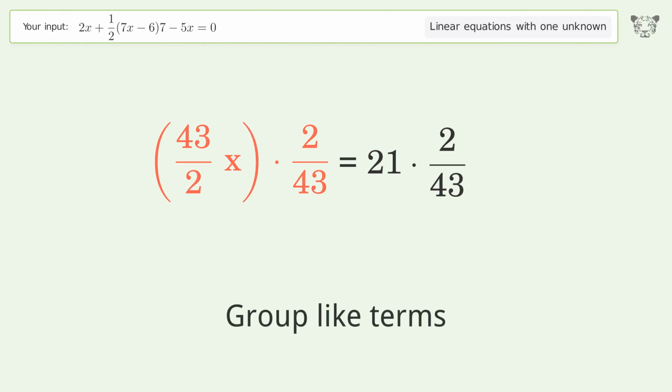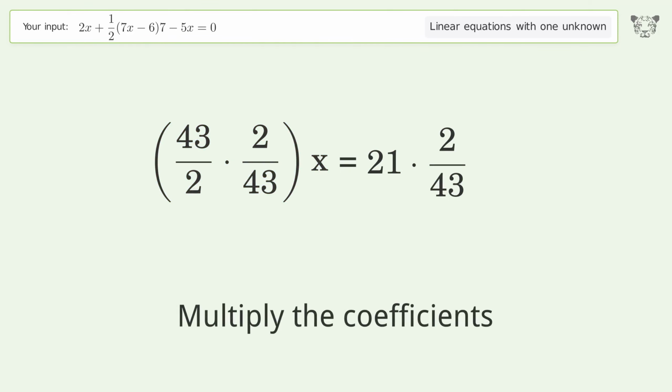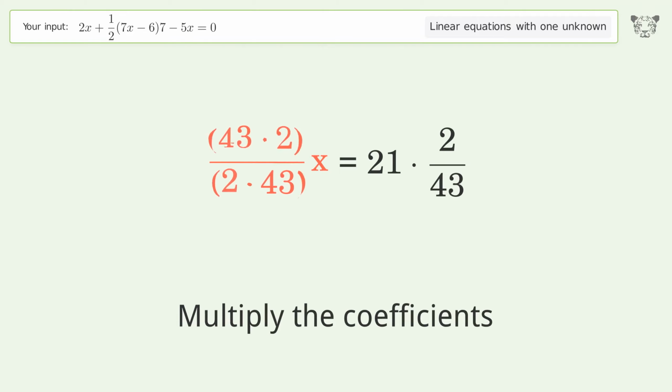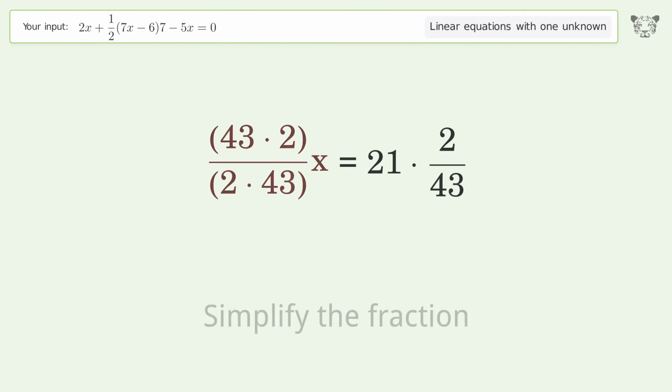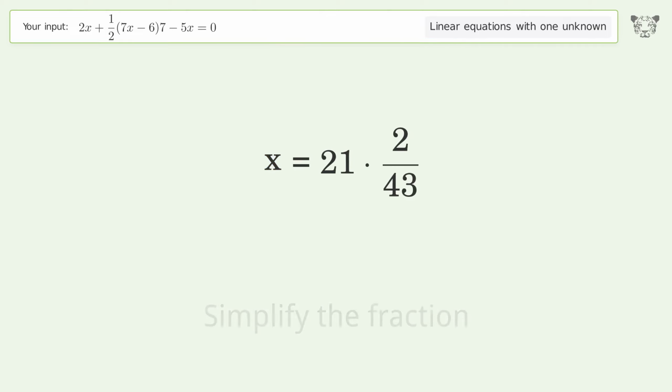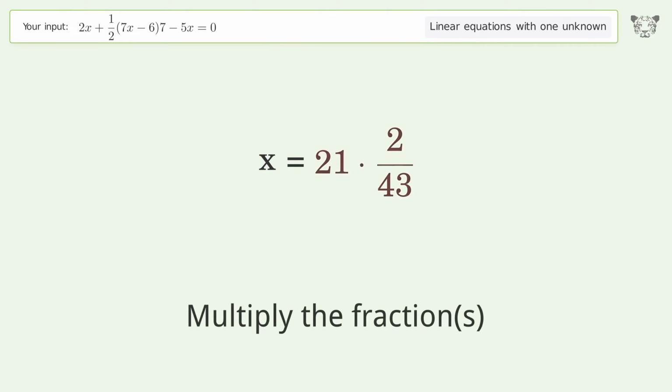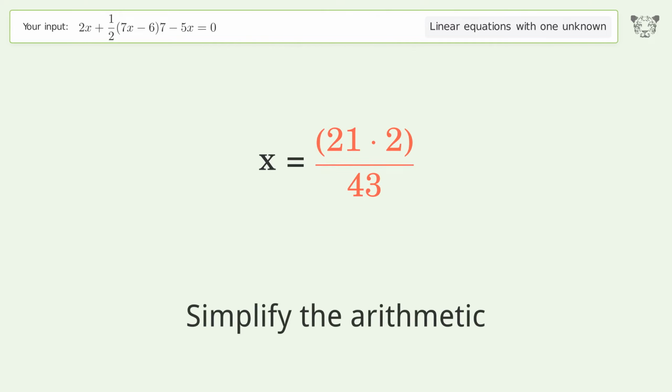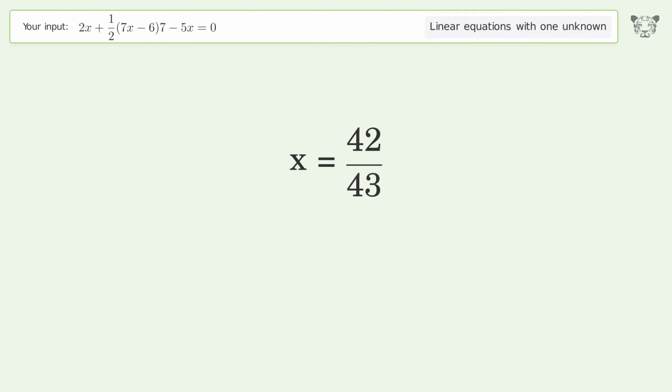Group like terms. Multiply the coefficients. Simplify the fraction. Multiply the fractions. Simplify the arithmetic. And so the final result is x equals 42 over 43.